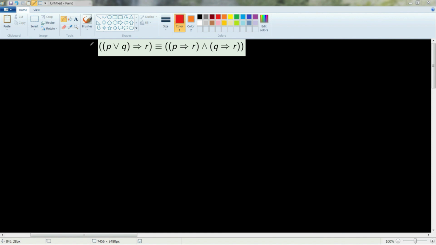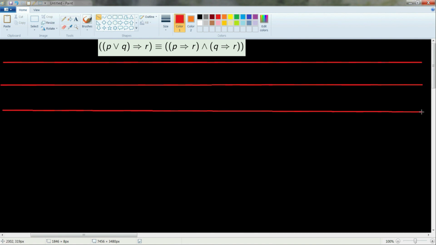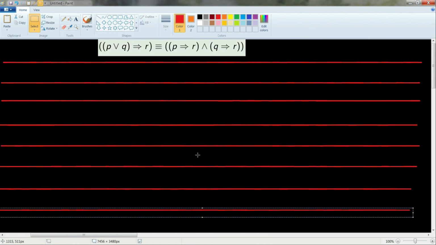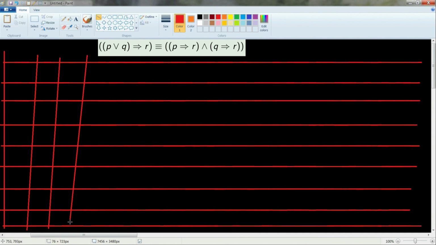Notice that there are now 3 statement variables in this problem: P, Q, and R. Therefore, when I go to build the truth table, I need to have 2 to the 3rd, or 8, entries in the truth table. So let's go ahead and draw 9 lines. Okay, so the first 3 columns are simply going to be P, Q, and R, and we need to go through all of the possible values of P, Q, and R. So how can we go about doing this?